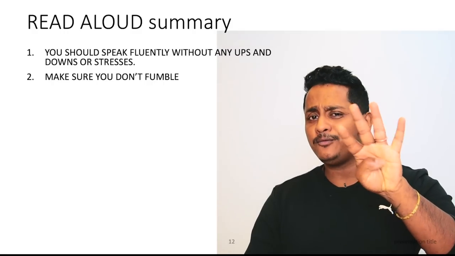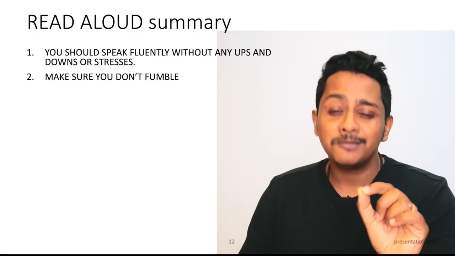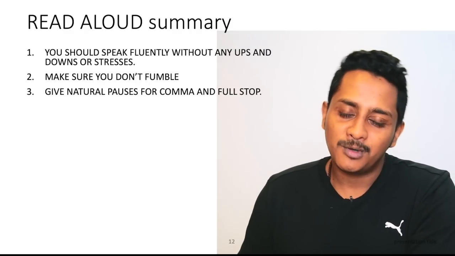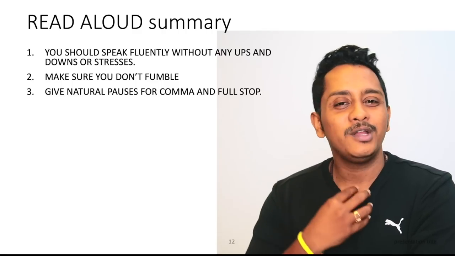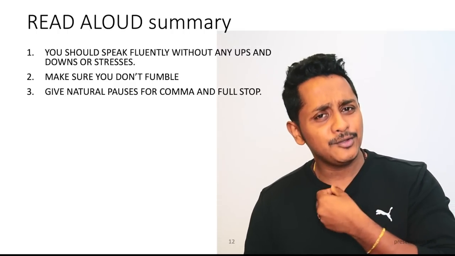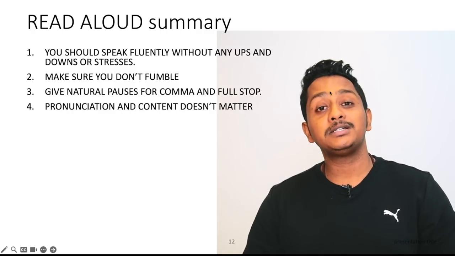Once or twice you fumble, 3-4 marks you would lose. 10 times I fumble, 50-55. Trust me on this. They've taken this fumbling part very, very seriously. All right. Give natural pauses for comma, full stop. Don't have to rush. Don't have to hold your breath and go very fast. You can go at a very natural speed, and then pronunciation and content doesn't matter.